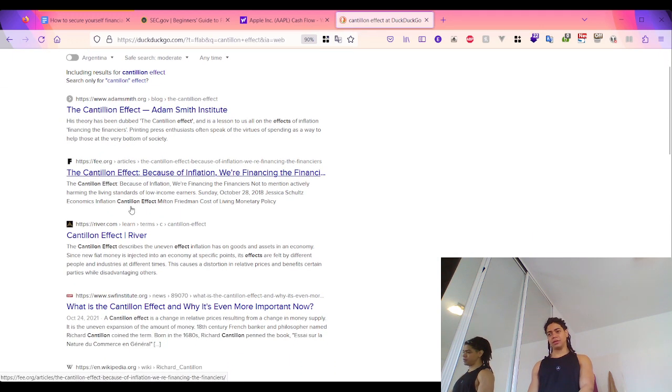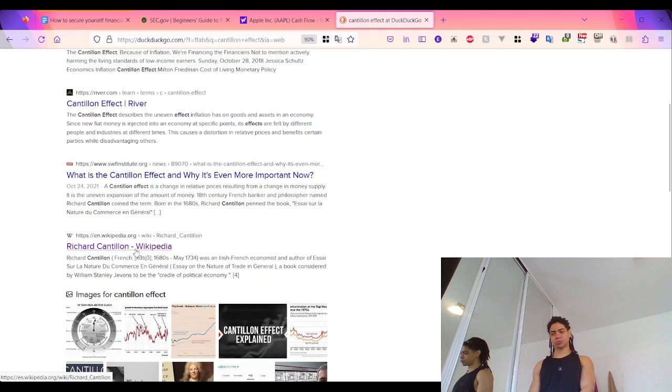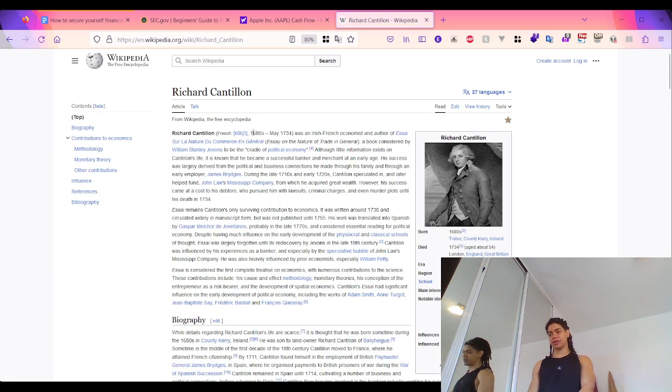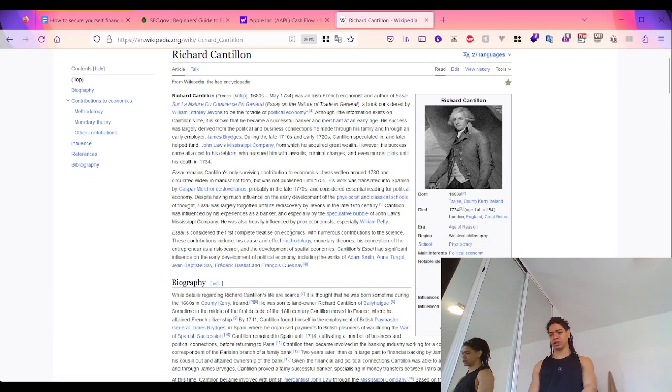Cantillon was an Irish-French economist born in the 1680s, and he described what will happen if you have a central bank that is printing money and providing those funds to governments or business owners, that kind of thing. So it will create this sort of class here.